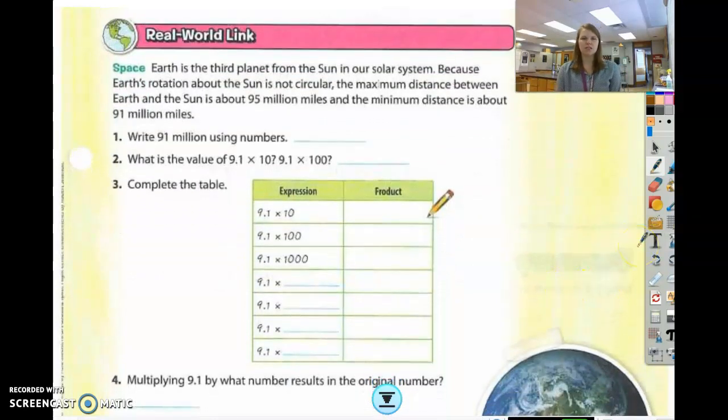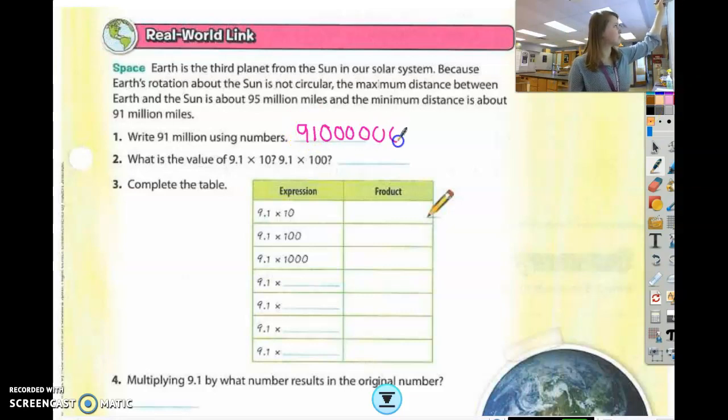Alright? So this part says Earth is the third planet from the Sun in our solar system, and because Earth's rotation about the Sun is not circular, it's actually more of an ellipse, a squished oval, the maximum distance between Earth and the Sun is about 95 million miles, and the minimum distance is about 91 million miles. So they're asking us, write 91 million using numbers. So 91 million would just be 91,000,000, right? 1,000,000, 91 million.